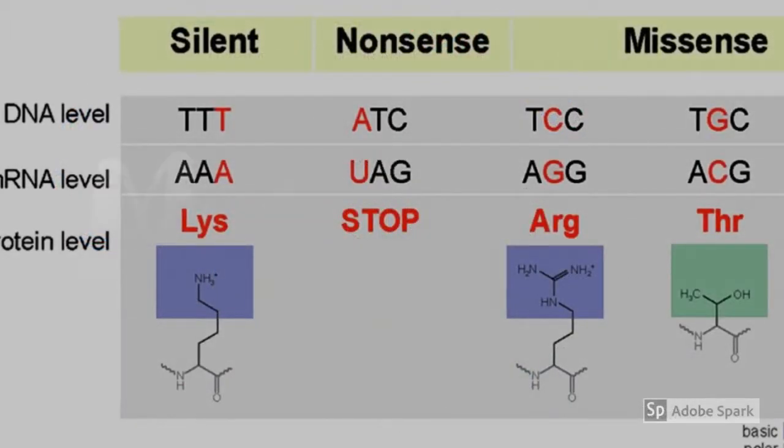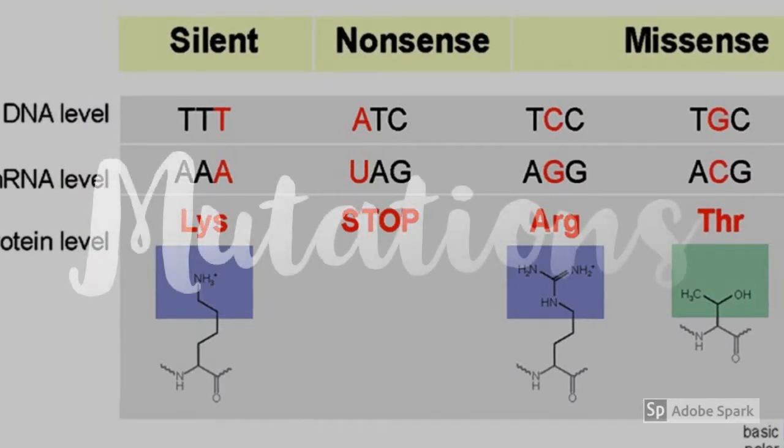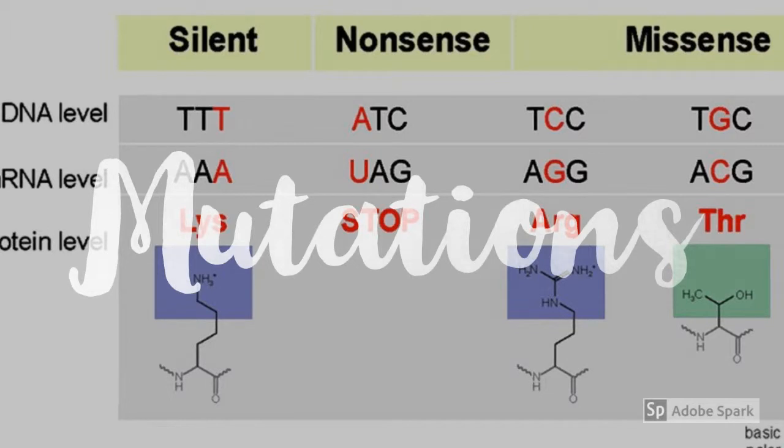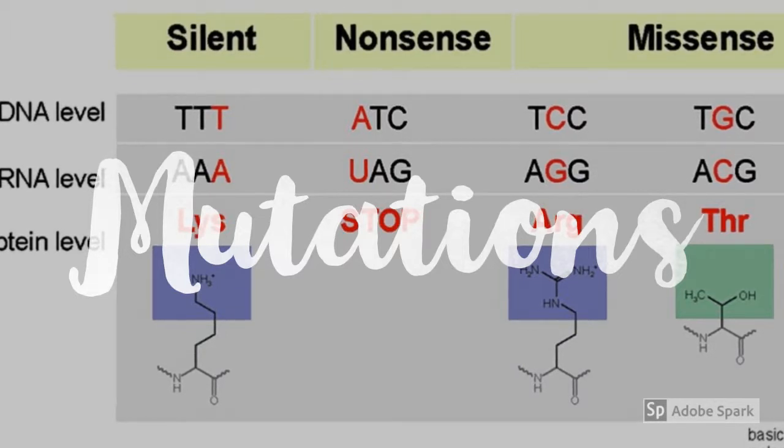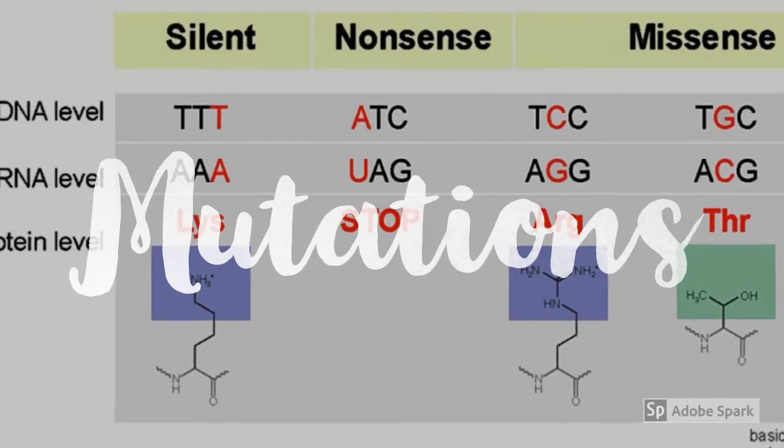One type of mutation are nucleotide pair substitution mutations. These mutations can be silent, which have little to no effect and are the same amino acid. Missense mutations, which are a different amino acid but little to no effect, or nonsense mutations, which are a different amino acid and have an effect.